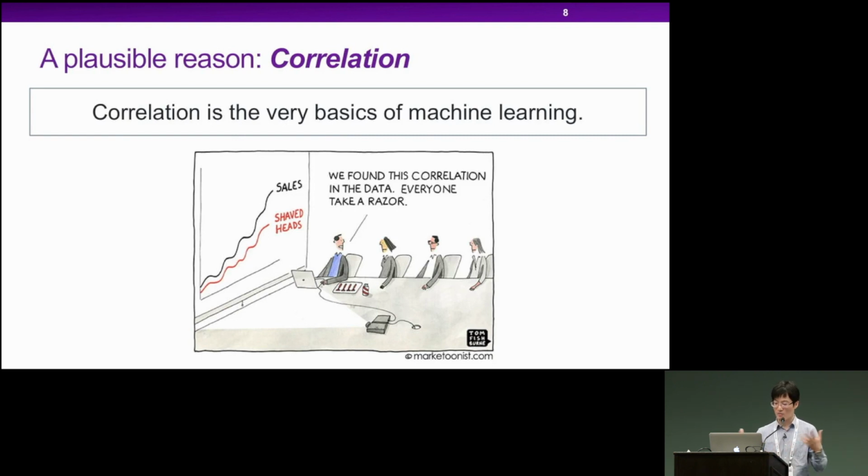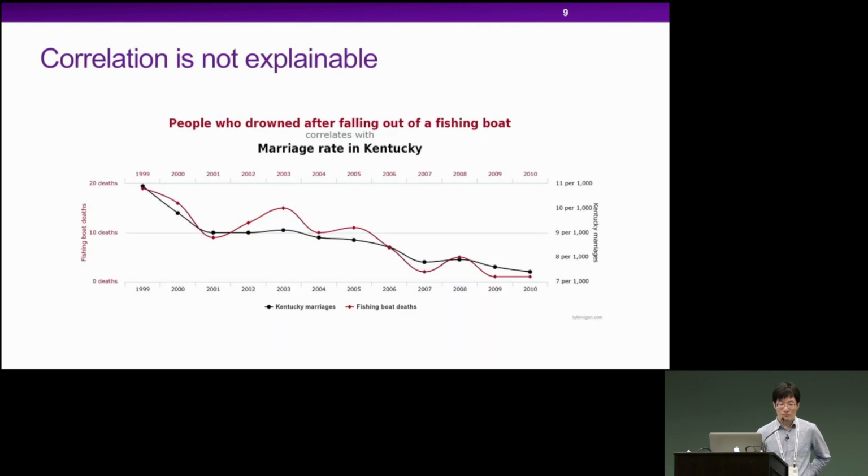This is a meeting in a company, and the boss observed a very interesting correlation pattern: the sales volume is highly correlated with the number of shaved heads. Then the boss asked all of the staff to shave their heads. Okay, of course this is not reasonable. In more detail, first, the correlation is not explainable.